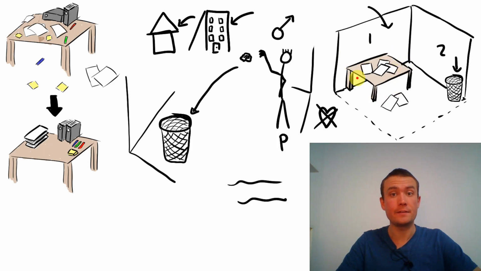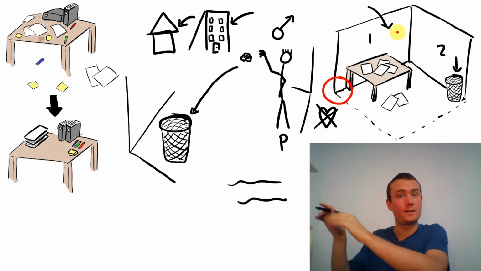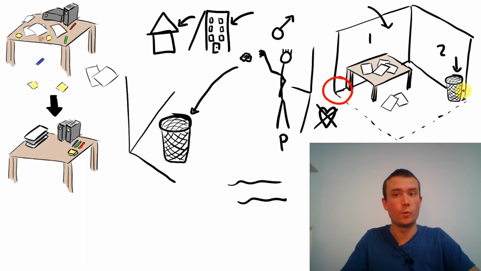Philip's desk is in one corner of the room. A corner of the room. In the other corner of the room is the bin. The other corner, there's the bin.